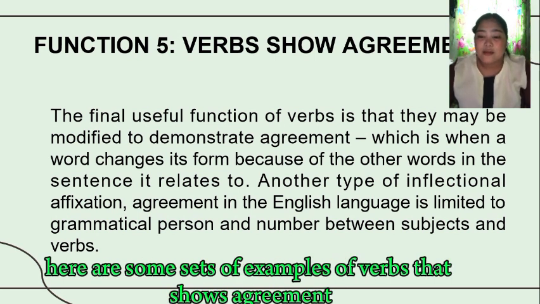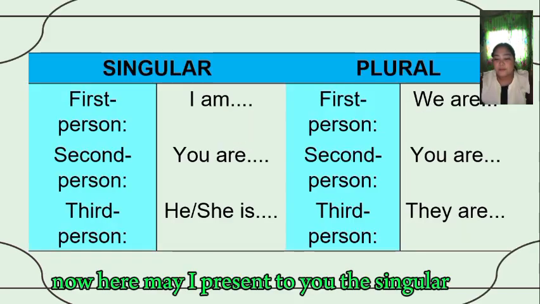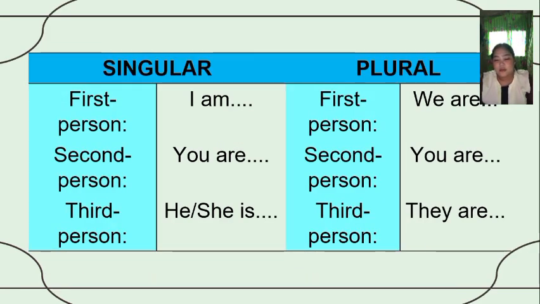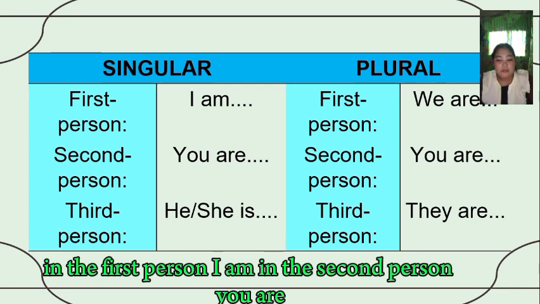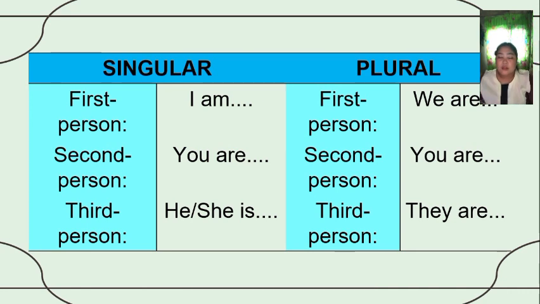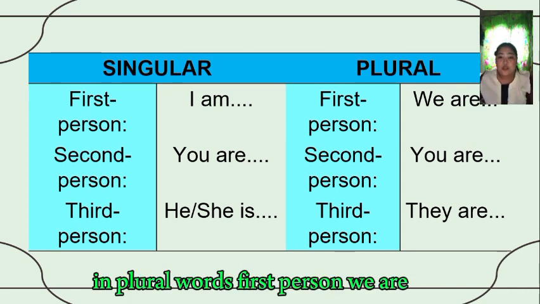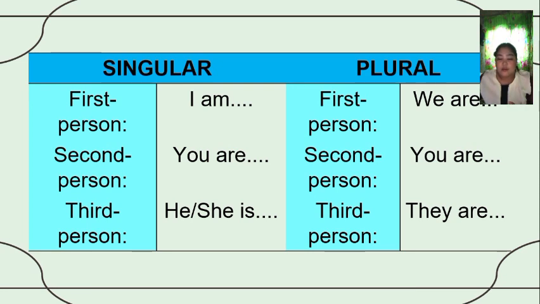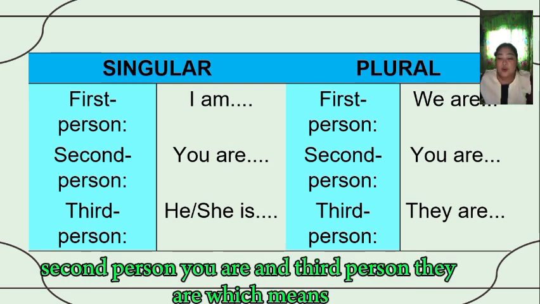Now here are some sets of examples of verbs that show agreement. Now here, may I present to you the singular. In the first person, I am. In the second person, you are. In the third person, he or she is. In plural, first person, we are. Second person, you are. And third person, they are.